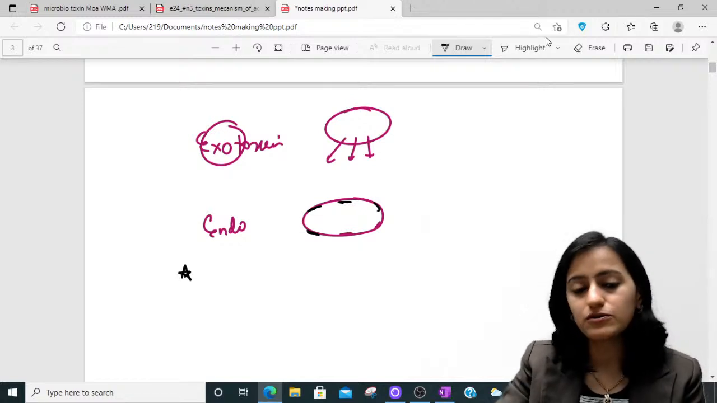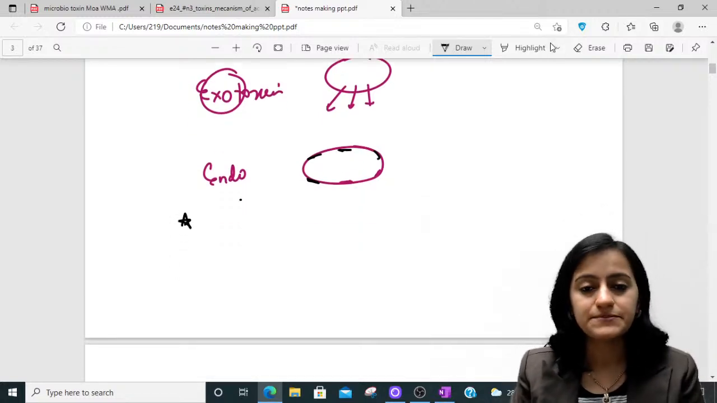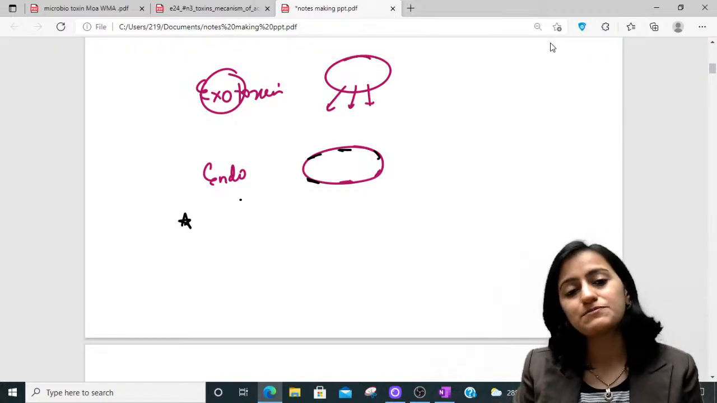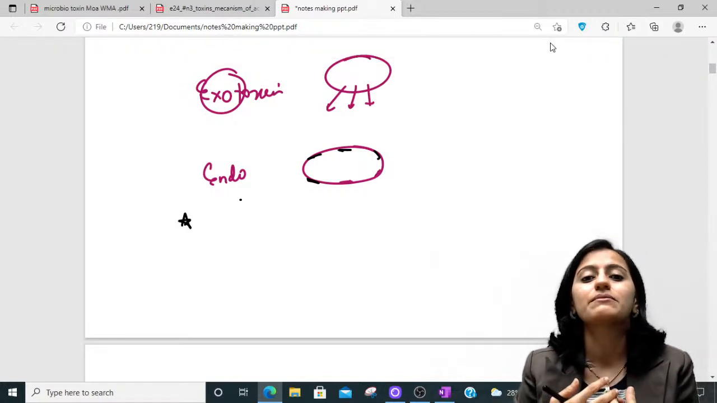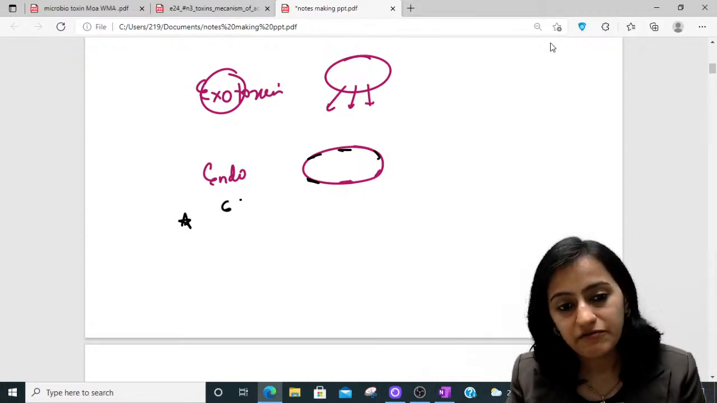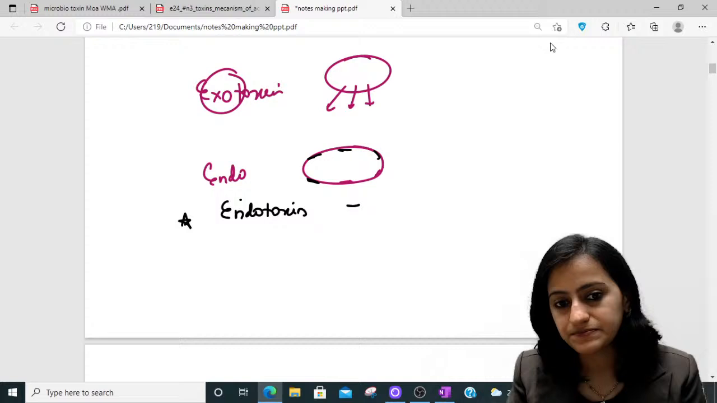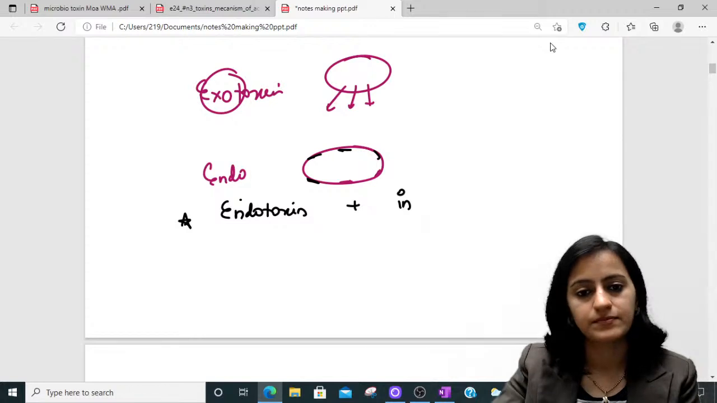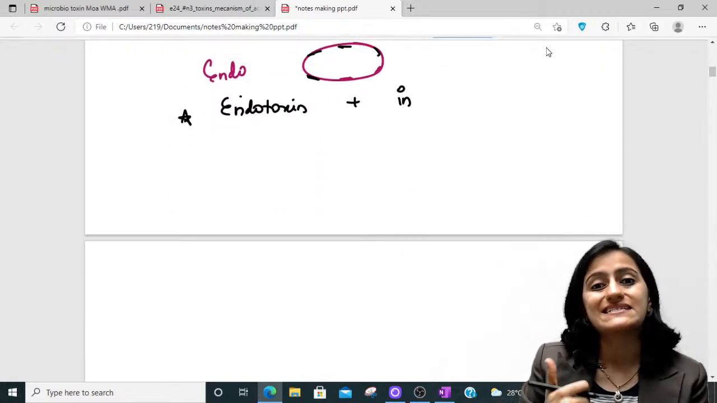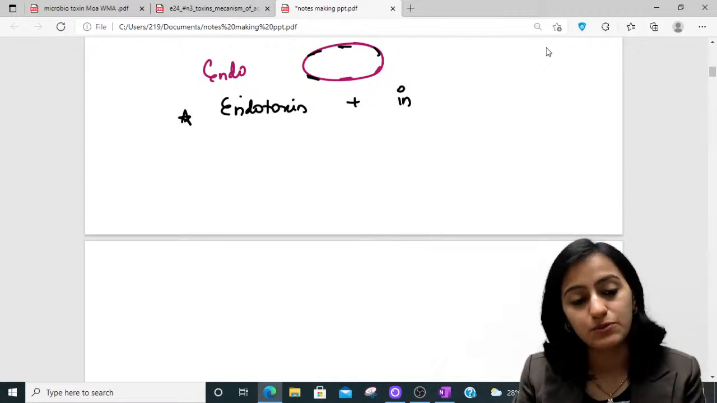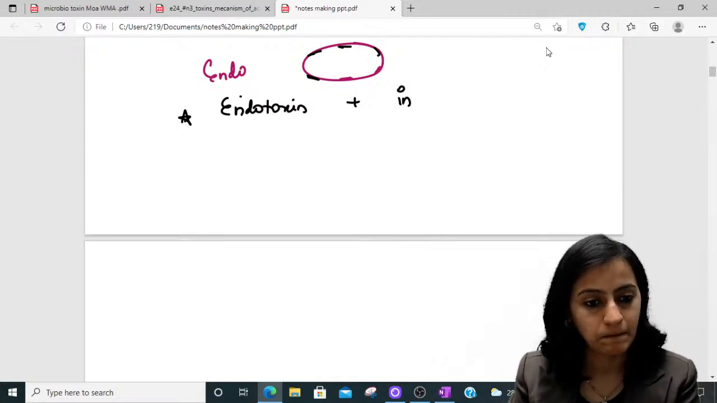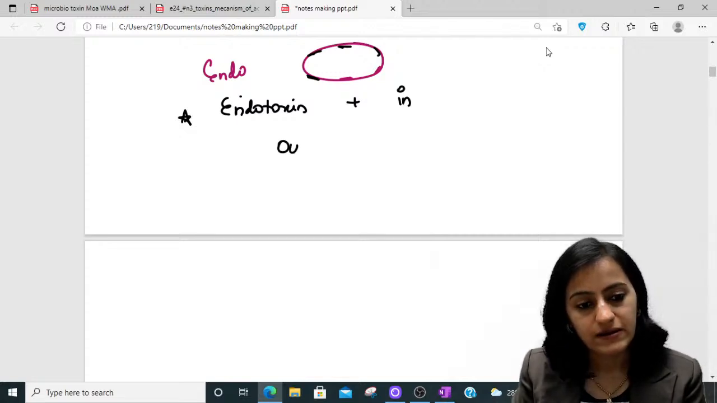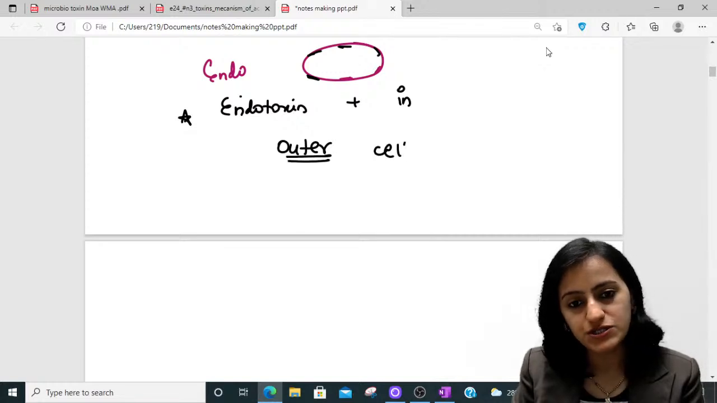A very important question: where is the endotoxin present? Is it present in the cell wall, the outer cell membrane, or the inner cell membrane? Remember, it is present in your outer cell membrane.